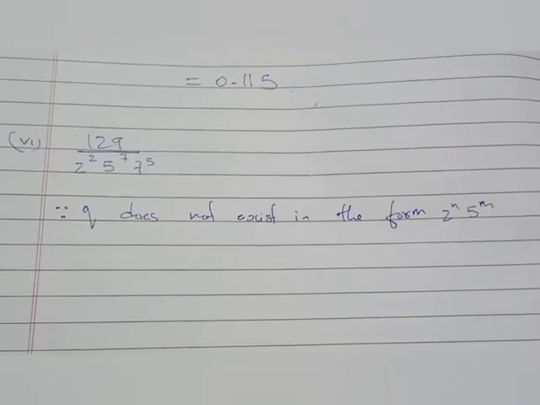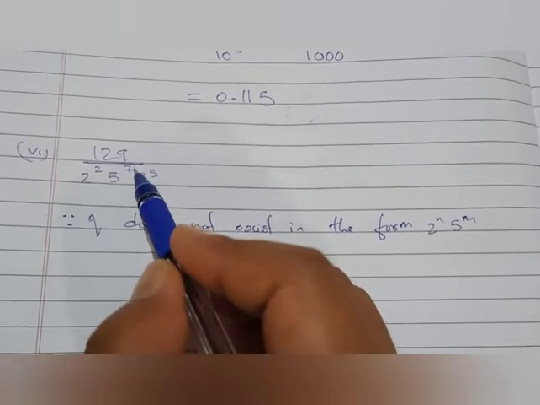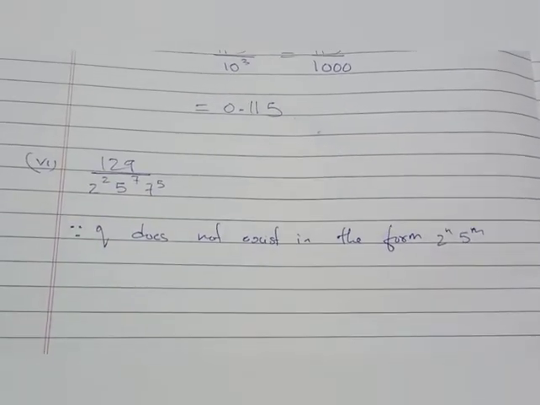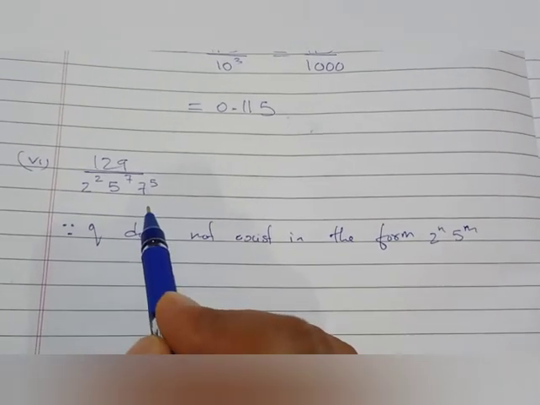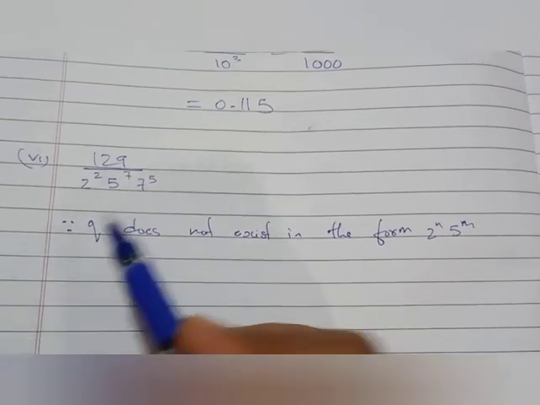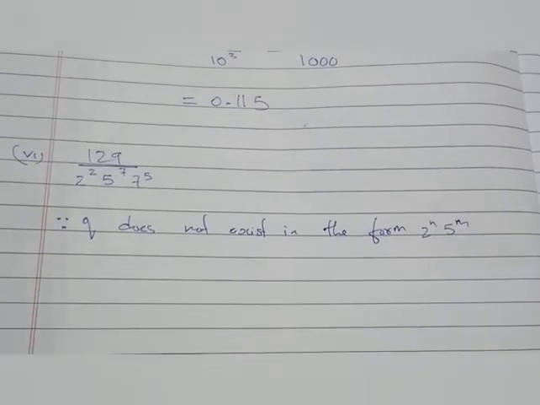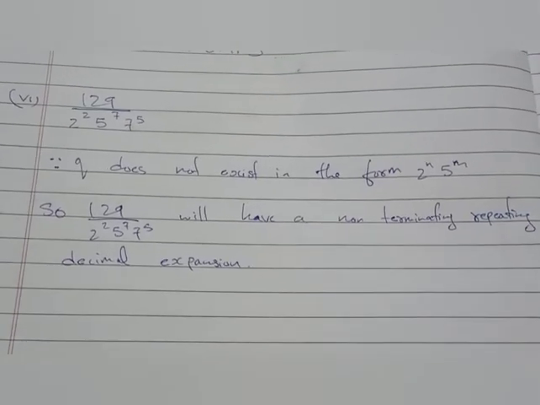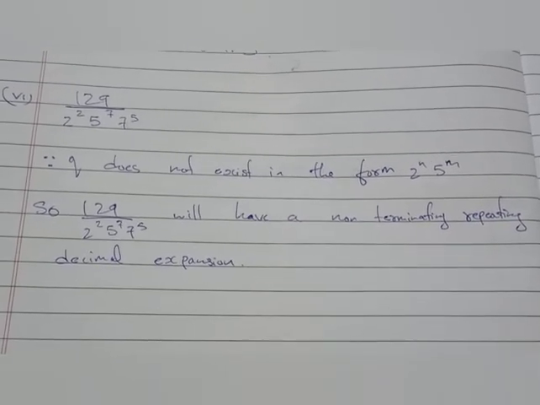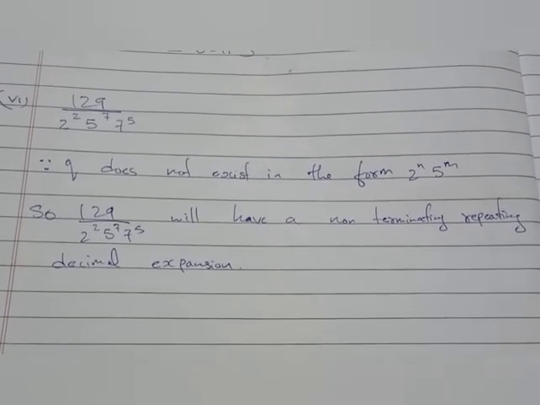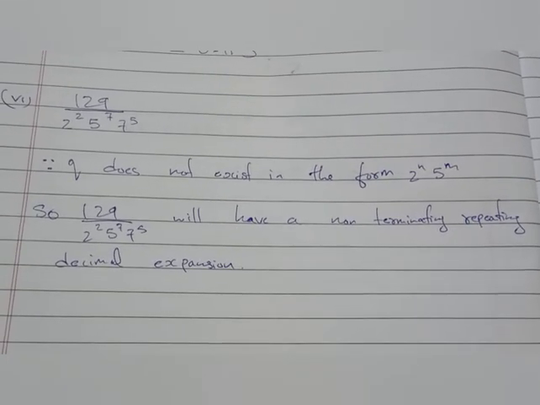Now one more example. Here we have 129 divided by 2 to the power 2, 5 to the power 7, 7 to the power 5. Apart from 2 and 5, we also have 7. So q does not exist in the form of 2 to the power n, 5 to the power m. So 129 by 2 to the power 2, 5 to the power 7, 7 to the power 5 will have a non-terminating repeating decimal expansion.